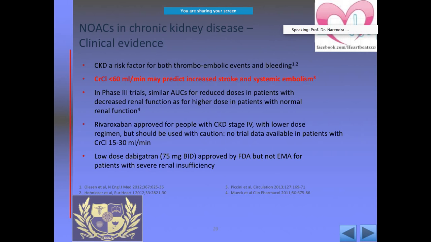When you are trying to use a NOAC in chronic kidney disease, there is clinical evidence that CKD can be a risk factor not only for thromboembolic events, but also for bleeding. Creatinine clearance less than 60 ml per minute may predict increased stroke and systemic embolus. Rivaroxaban has been approved for patients with CKD stage 4 with a lower regimen, but should be used with caution. Similarly, a lower dosage of dabigatran, 75 mg BD, has been approved by the FDA, but again should be used with caution.